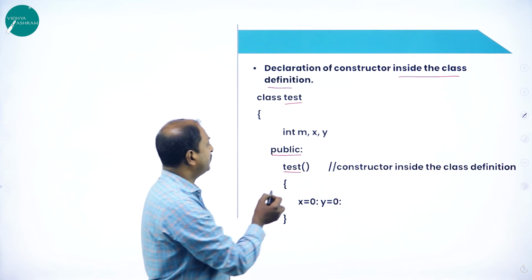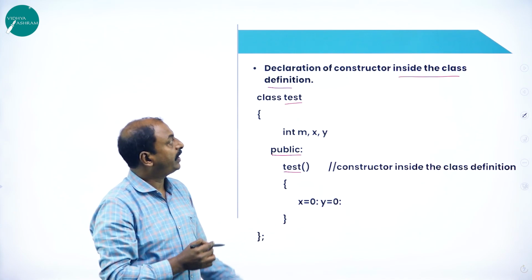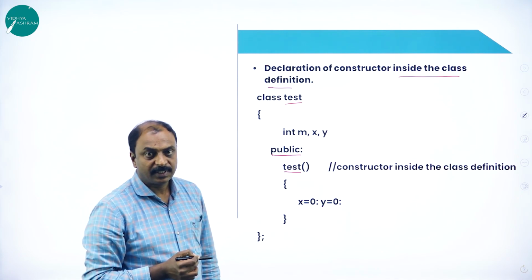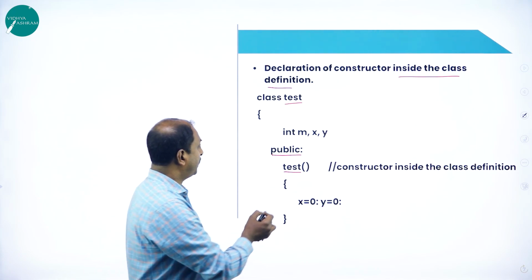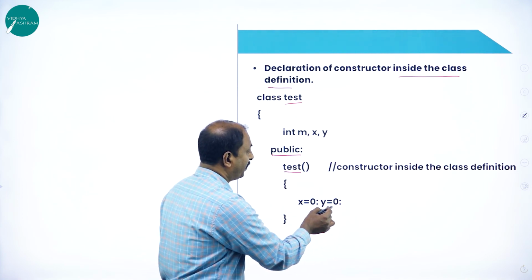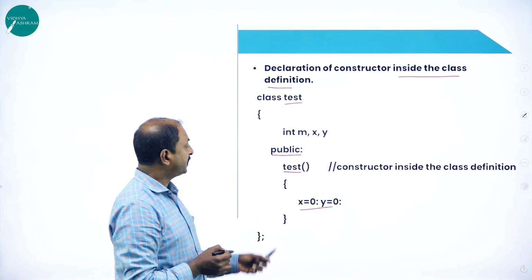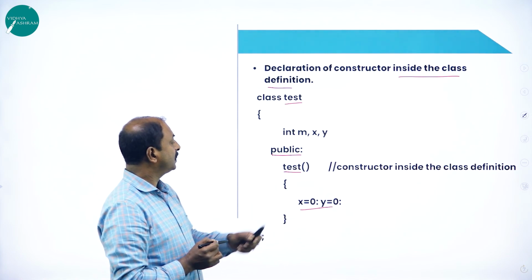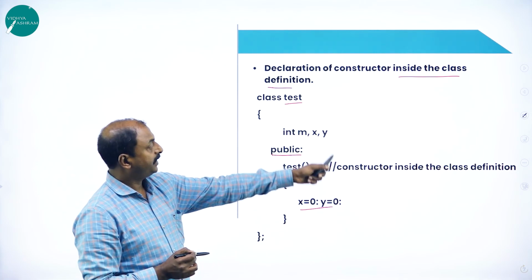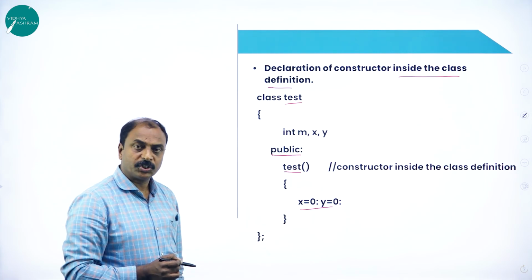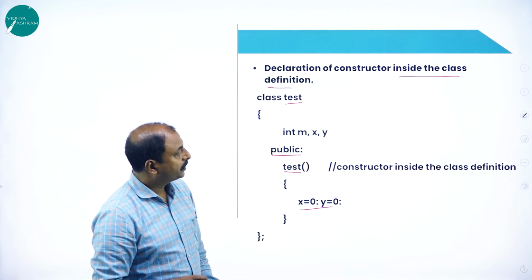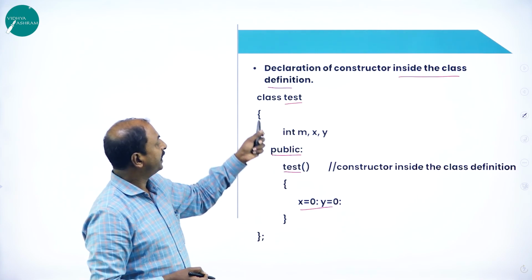And this is a default constructor as we have seen in the previous slide. So there are no parameters inside this. Test, and here open the bracket, and this is closing the constructor. Inside this we have written the statements: x equal to 0 and y equal to 0. Then we are closing the class with a semicolon. This is how we declare a constructor under the public access specifier. So this is a constructor inside the class.